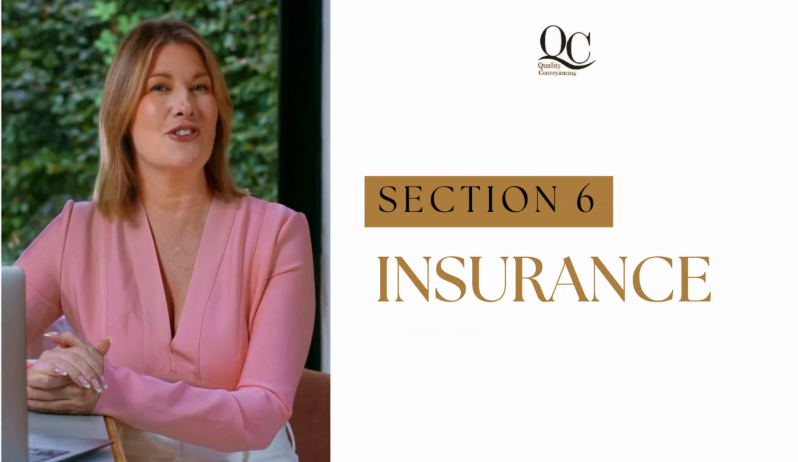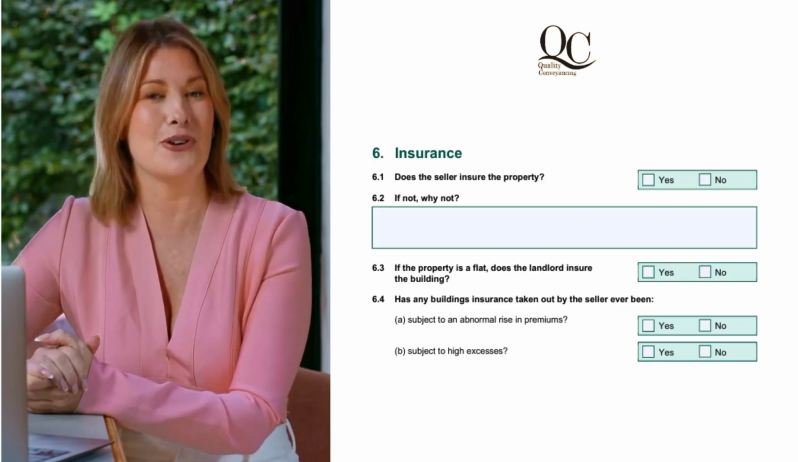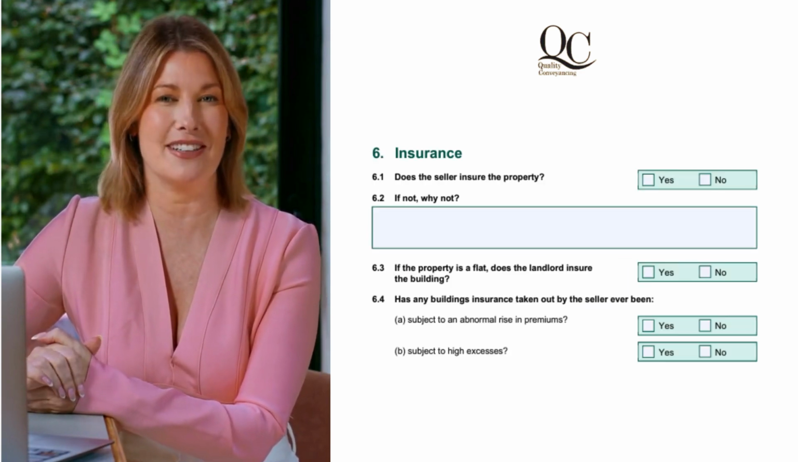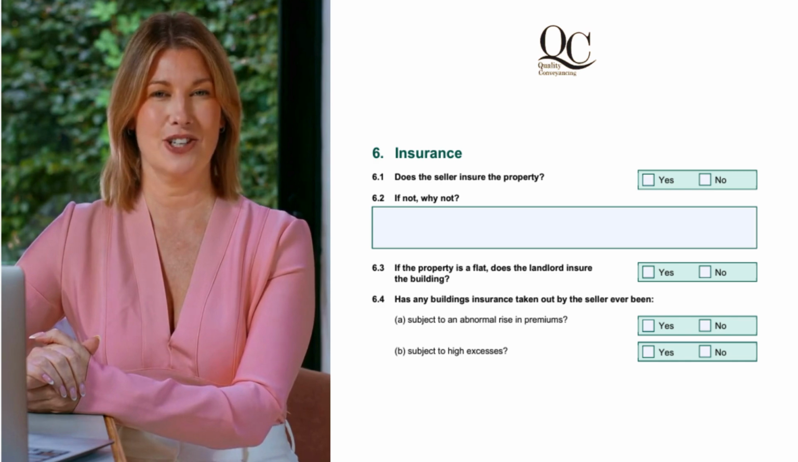Section 6 covers insurance. Here, you'll confirm whether the property is insured and whether there have ever been any unusual conditions, refused insurance, or past insurance claims.